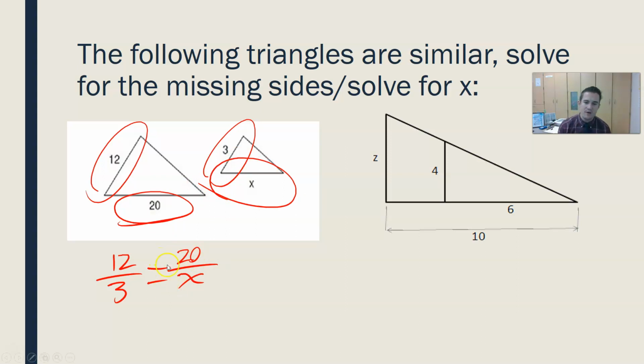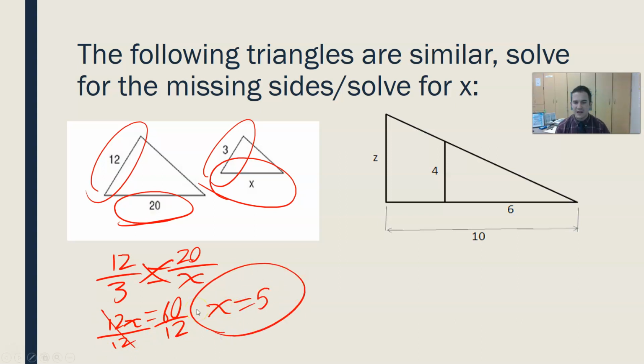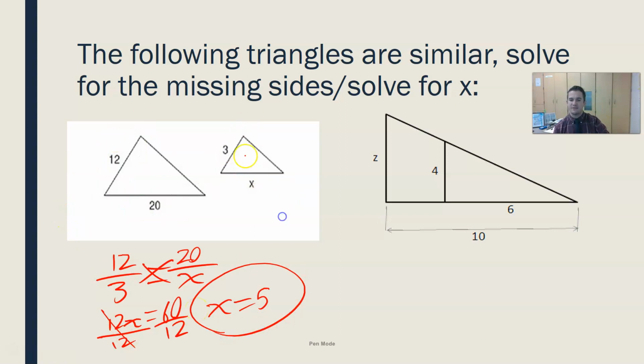Well, how would I go about solving this? Let's cross multiply. 12 times x is 12x. 3 times 20 is 60. If I divide by 12 on both sides, I get x equals 5. So that's the length of this side.